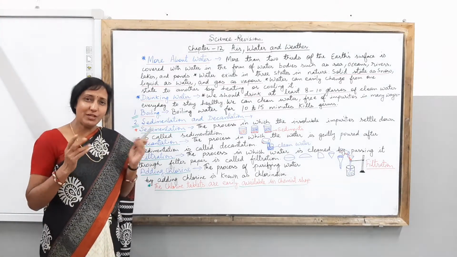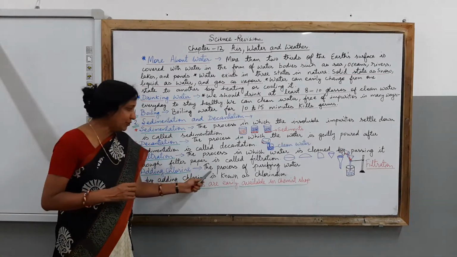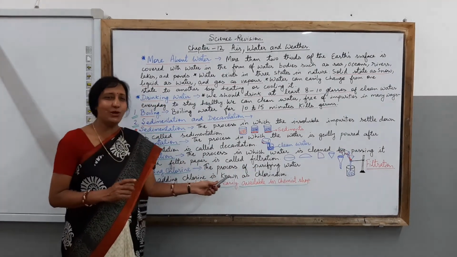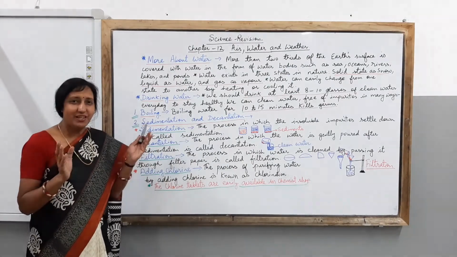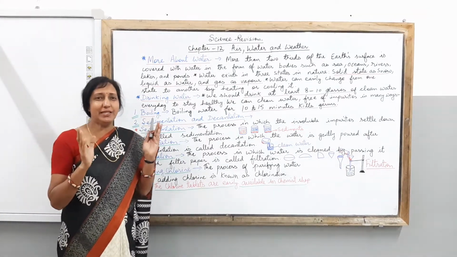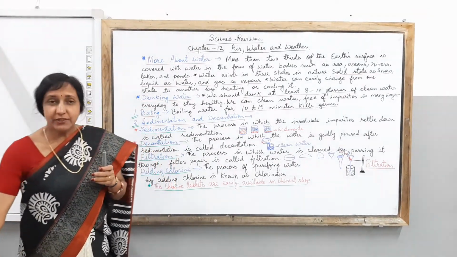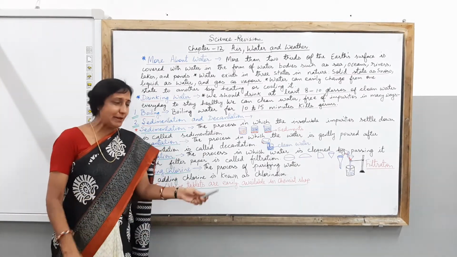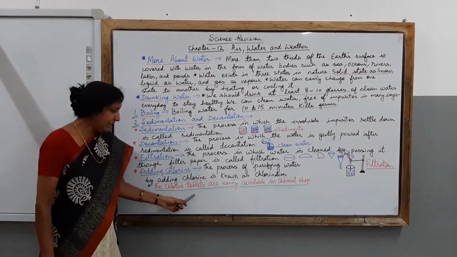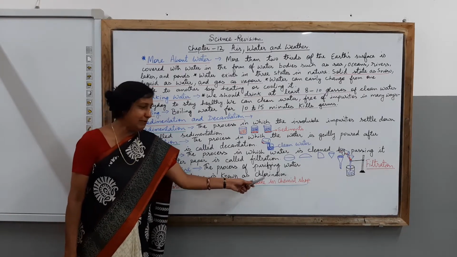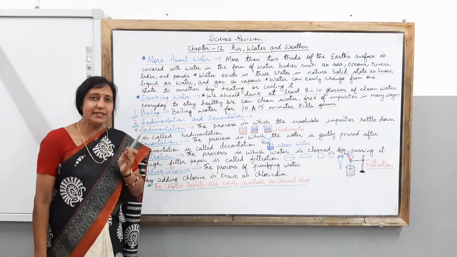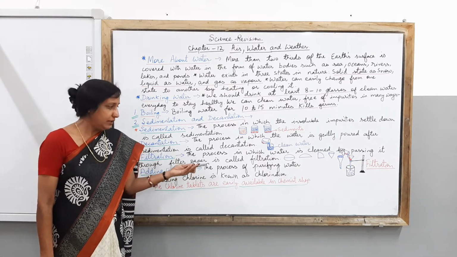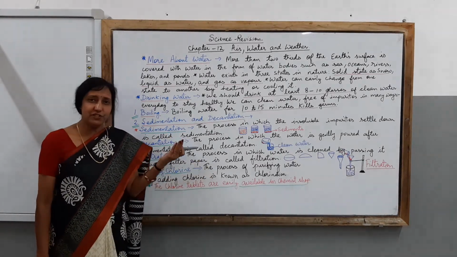Let us know, children, what is happening in this. Children, the process of purifying water by adding chlorine is known as chlorination. Here, children, you don't need to do anything. You are just getting the kind of tablets from the market, from the chemist shop. The chlorine tablets are easily available in the chemist shop, and you just put it in the water and let it be free of germs.